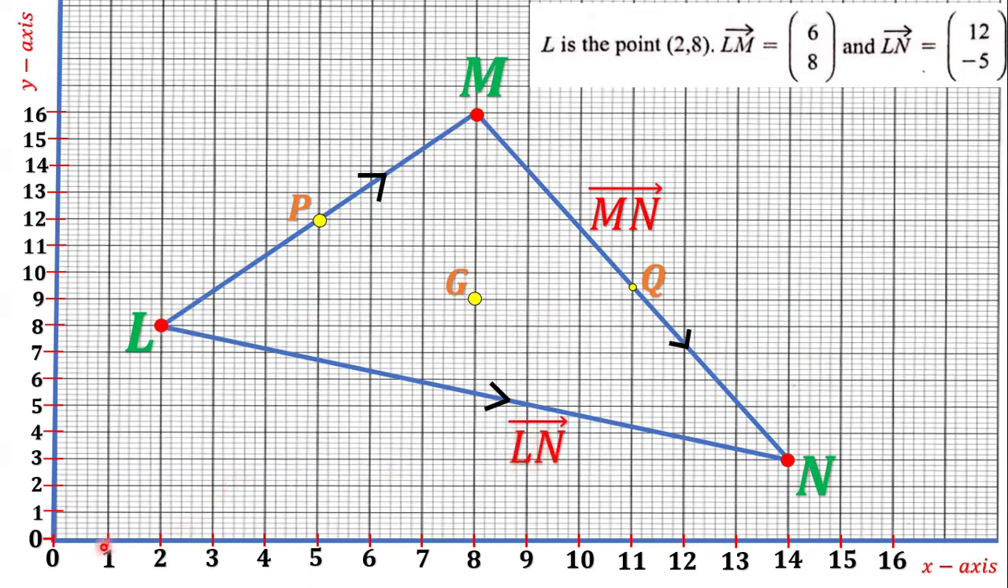I should also label the vector LM, since I didn't label that. So let me put it right there. This is the vector LM. Okay, so that's good. That's what they want us to do.